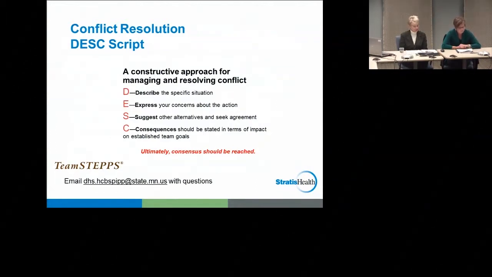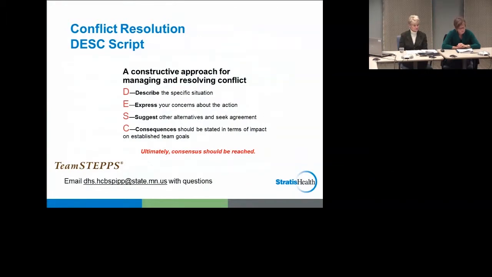So the first step in this four-step process is really describing the specific situations. Sometimes it's enormously helpful to simply name the conflict that is in front of the group. Secondly, express the concerns about what the proposed action or solution is, trying to express them as neutrally as possible, focusing on the facts and the implications and the concerns that you might have.